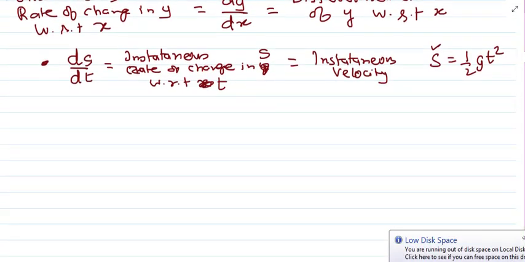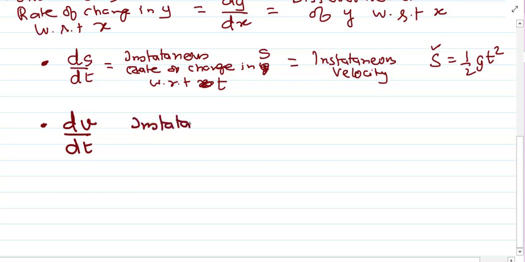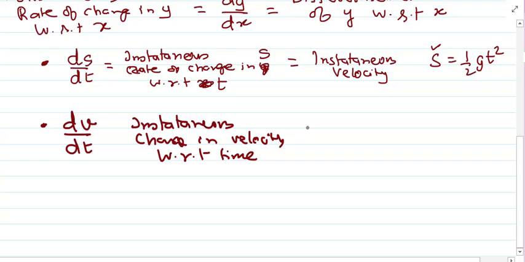Let's look at one more example. Let us say we have dv by dt, where v is velocity and t is time. So this will be the instantaneous change in velocity with respect to time, and that is nothing but, as you would know, instantaneous acceleration. Thus, this is one more example of how we can use differentiation to find acceleration. And there are many such examples in physics where we can use the concept of rate of change or differentiation.